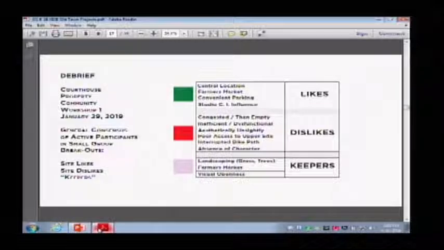Dislikes were also shared. The idea that it's congested at times, like Farmers Market Day, and then completely empty on other days, is not well liked. There's the sense that it's inefficient and dysfunctional, and aesthetically not entirely sightly. There's poor access to the upper site, not just for the disabled, but for anybody. And there's the interrupted bike path where the alley ends at the courthouse, and an absence of character. The keepers about the site were definitely the line of ficus trees and the grass field, the farmers market, and the visual openness of the whole site.